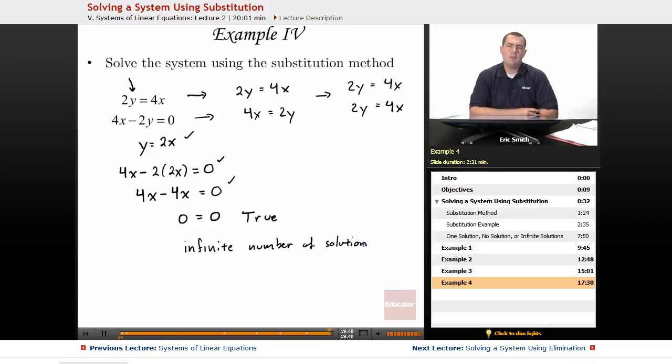So these more algebraic methods are definitely more accurate when it comes to finding solutions. You want to be very familiar with being able to go through them. Also be on the watch out for these two special cases. So if you get a false statement, then you know you have no solution. And if you get a true statement, then you know you have an infinite amount of solutions.